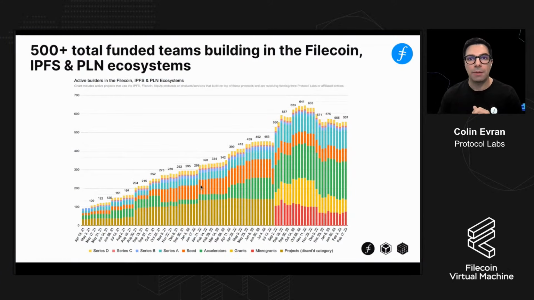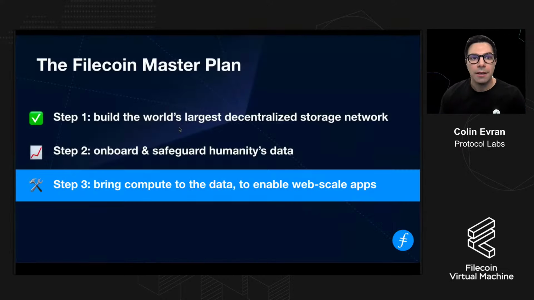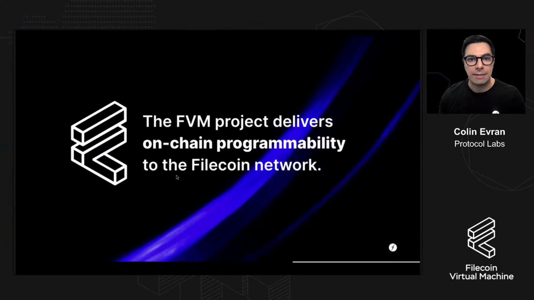Finally, the network of startups on Filecoin is flourishing. There are over 500 total funded teams building in the Filecoin IPFS and PLN ecosystems, all at different various stages. Some have grant funding, some are Series A or Series B or Series C funded. So huge congratulations to the Filecoin community in really accelerating and turbocharging step 2. There's a lot of work to be done, but we made a tremendous amount of progress in the last 14 months. Now that brings us to step 3.